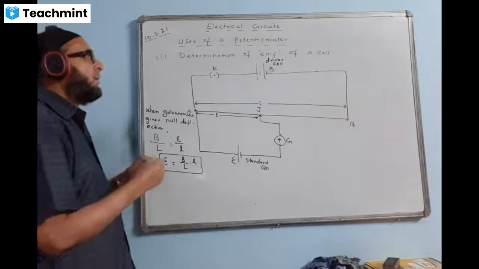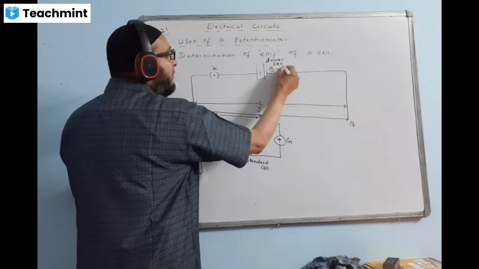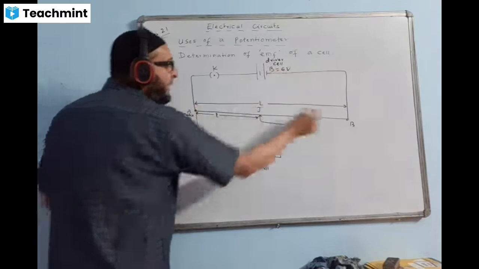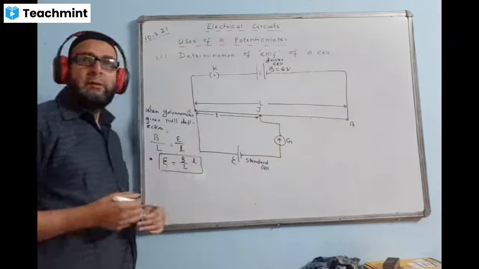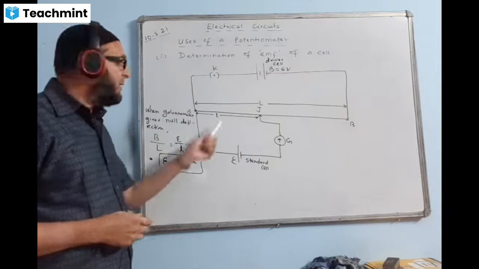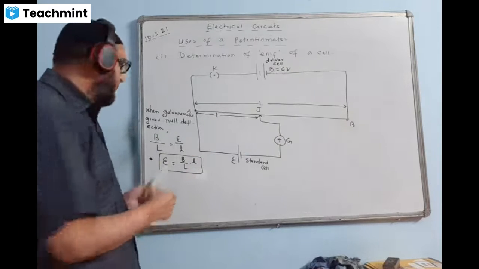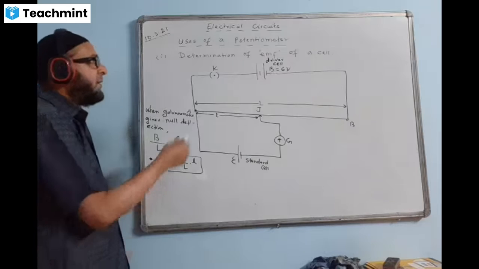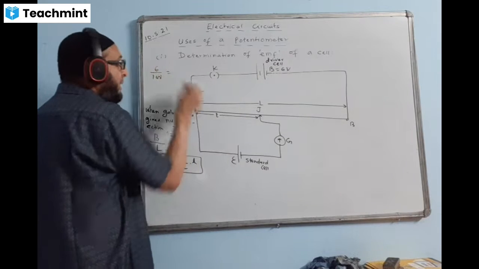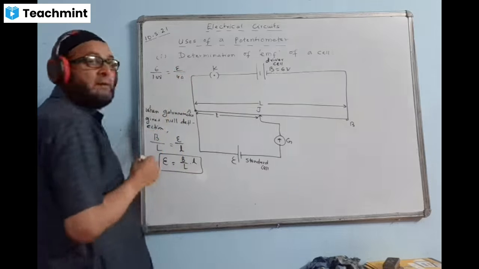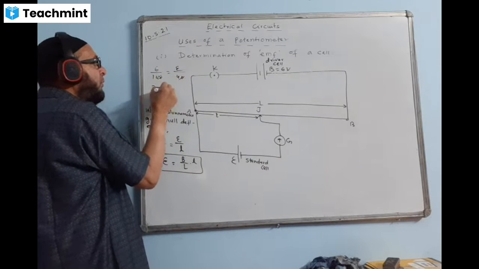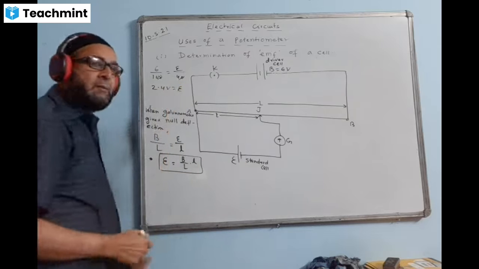One simple example: suppose the numerical value of B is 6 volt. And the entire length of AB is, say, 1 meter, that is 100 centimeter. And the balancing length recorded is 40. How can we find the value of E? We can make the ratio: 6 divided by 100 is equal to E divided by 40. Now we'll calculate the answer. 0, 0 will go. 6 fours are 24 by 10, that means 2.4 volt is the value of EMF. So the unknown EMF will come out.